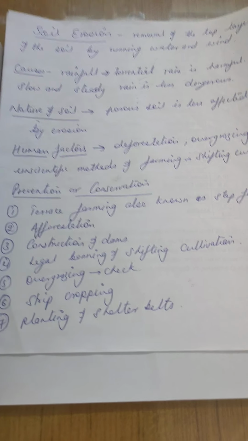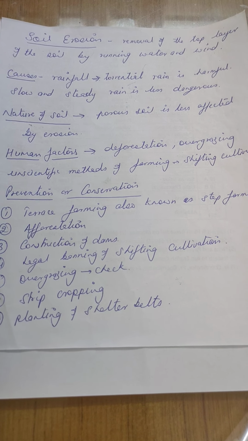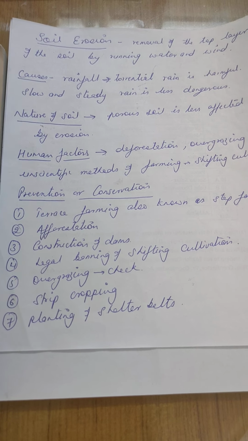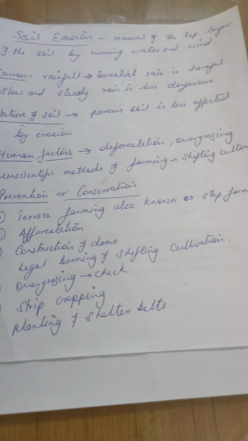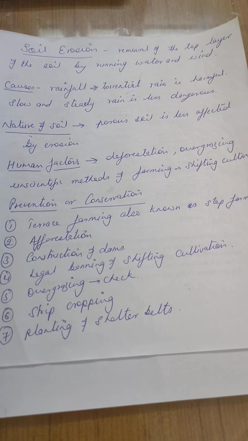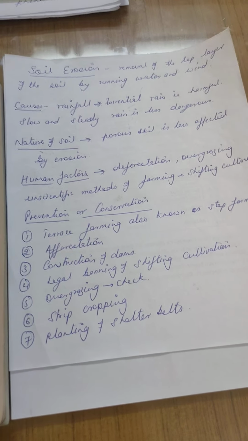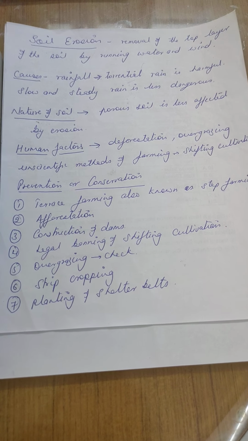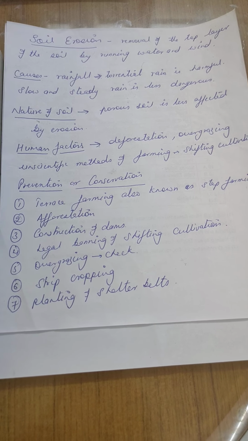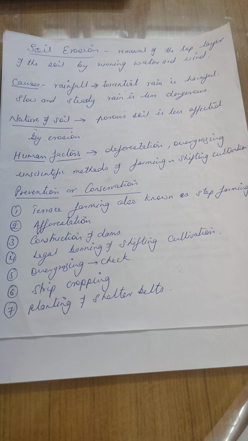Now, what is soil erosion? Soil erosion is the removal of the top layer of the soil either by running water or by wind. And why does soil erosion happen? It happens because either the rain is very torrential or heavy, and heavy rainfall is very dangerous because once the water comes down in great amounts, the soil is unable to absorb it, and excess water flows away and it takes the soil along with it.